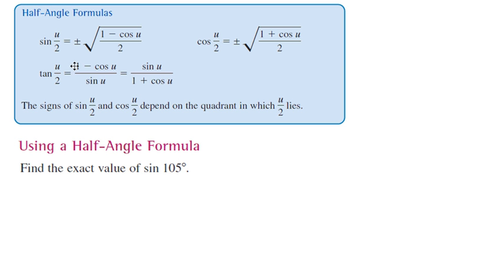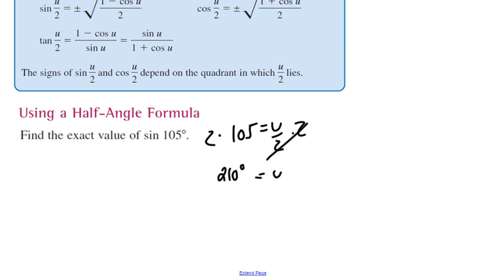Let me explain that again. We're trying to find the sine of 105, so that would replace this right here. Okay, well, if 105 is u over 2, then that means u, if I multiply both sides by 2, must be 210 degrees. So that's what I mean by when I plug this in for u, I'm not going to plug in 105. I have to double that. It's going to be 210. Okay? So let's go ahead and find the sine of 105 degrees.